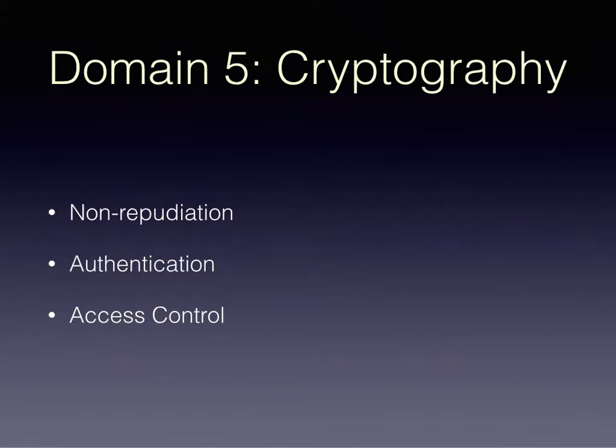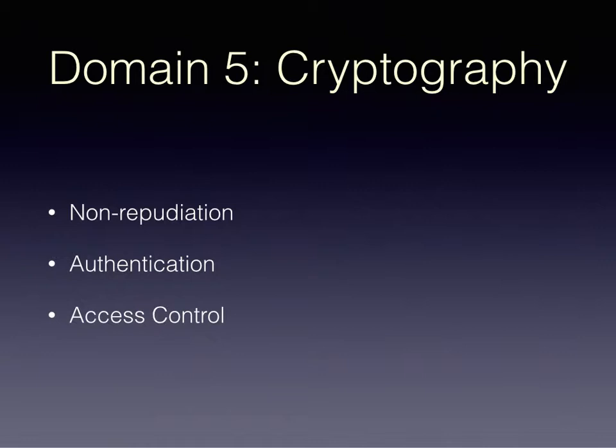Domain 5 is cryptography. Cryptography is the science of taking plain text and making it totally unreadable unless you have the key. This is used for non-repudiation. In other words, you can use it to have people sign a document, which is normally used with a hash, so that they can't say later that they didn't send something or do something, because it's signed with their electronic signature.